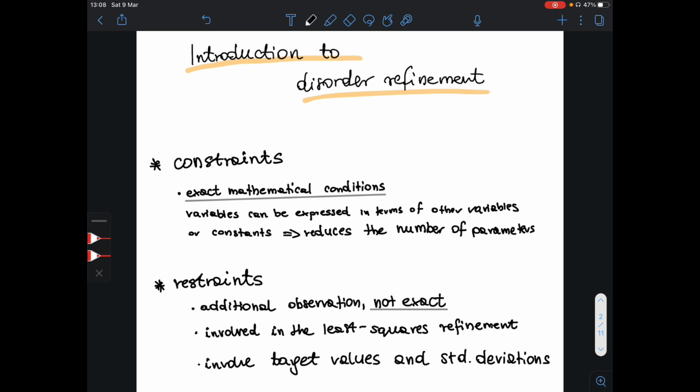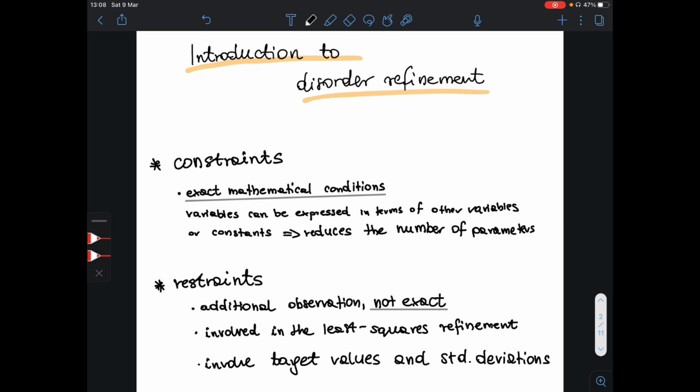So I thought it's a good idea to start with some introduction to disorder refinement, and in particular to define some things so we could have a common language and understand what is happening with the refinement. At first I would like to define constraints and restraints and what's the difference between them. They kind of sound similar, but there is a significant difference.